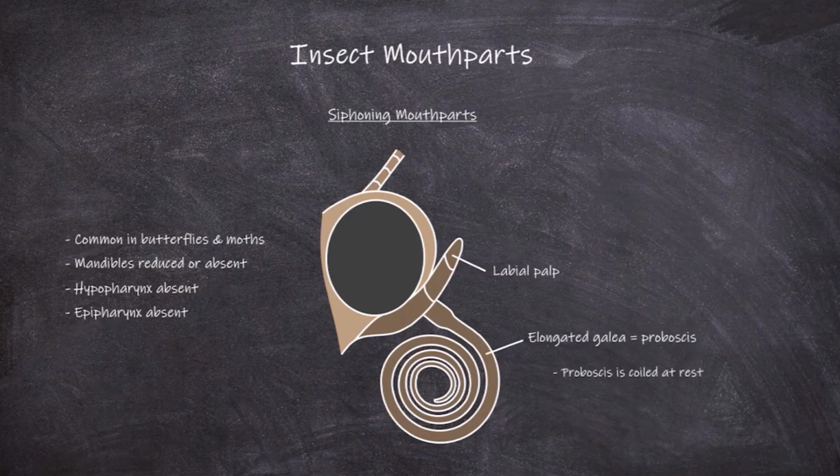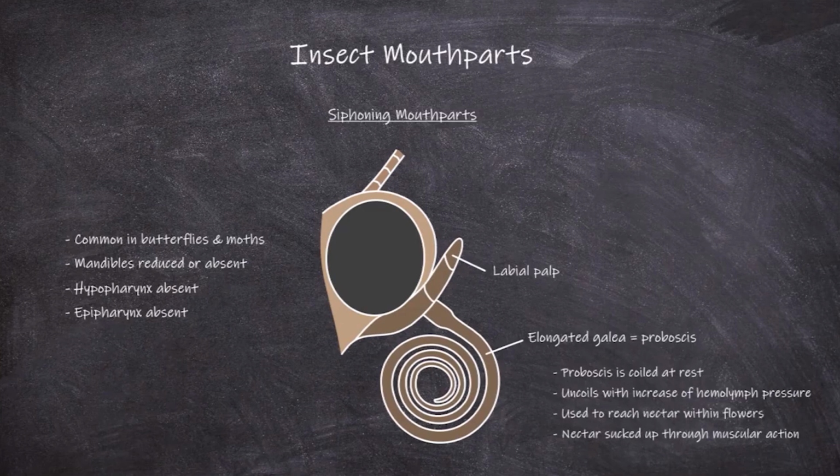At rest, this proboscis is in a coiled position underneath the head. When in use, the proboscis uncoils using an increase in blood pressure of the hemolymph. The proboscis is used to reach nectar or other liquids. These liquids are sucked or pumped up through the proboscis by muscular action.